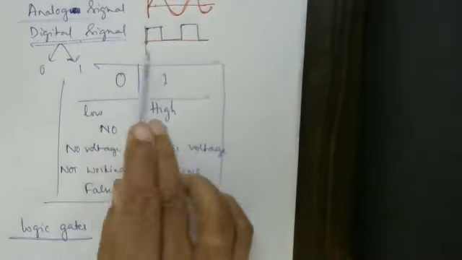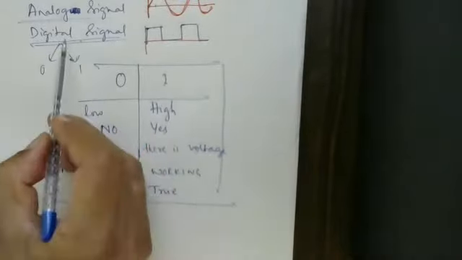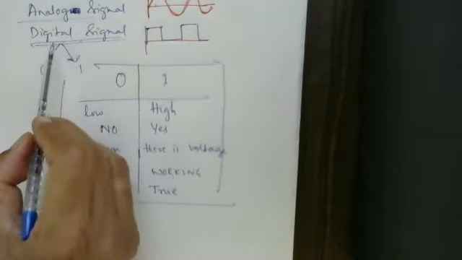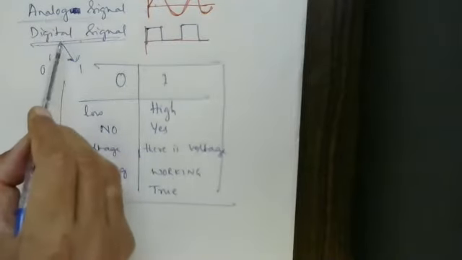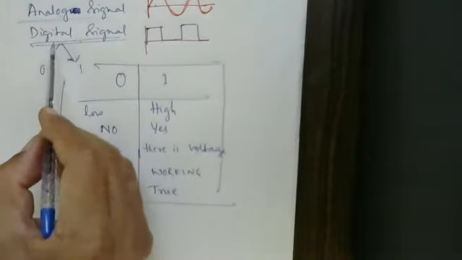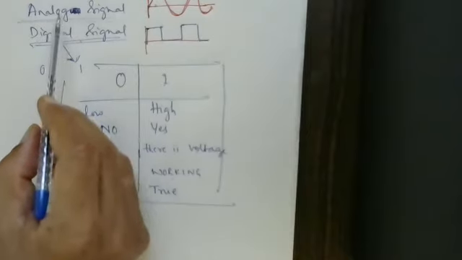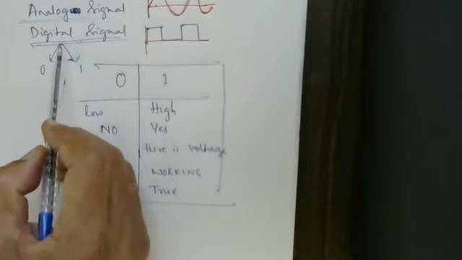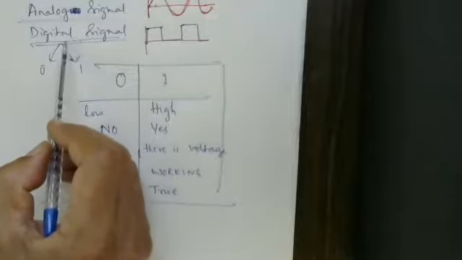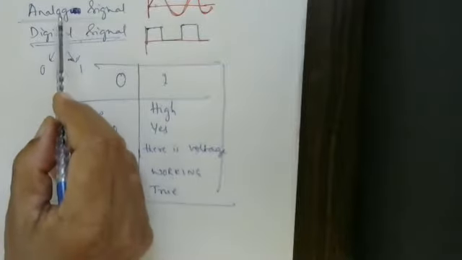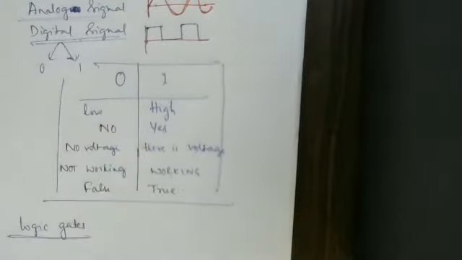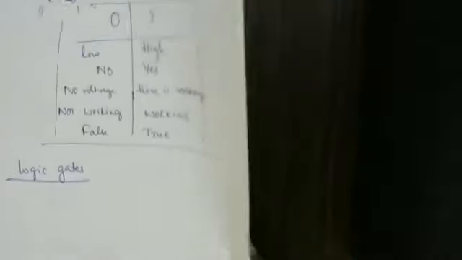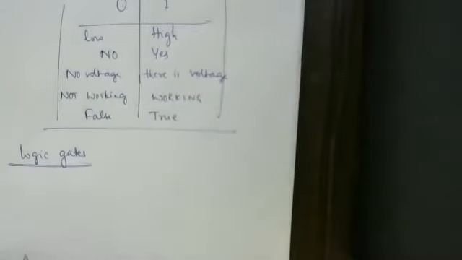This is the digital concept. I told you already, every signal nowadays is shifting from analog to digital. In higher classes, we are going to study how to convert analog signals to digital signals. There are so many circuits that we use to convert analog signals to digital signals. Anyhow, coming to the concept, logic gates.